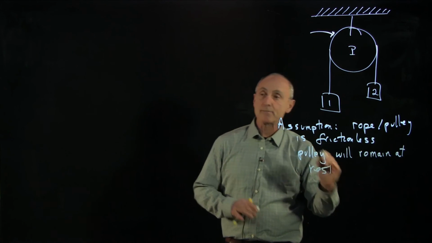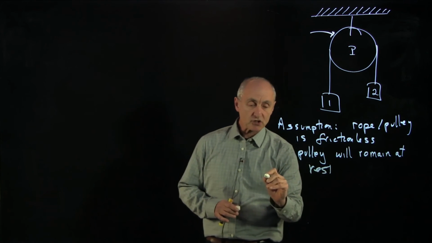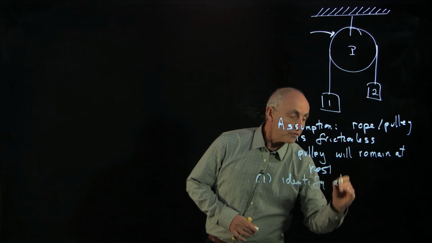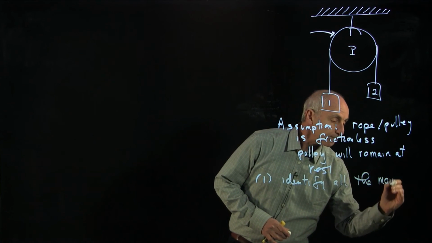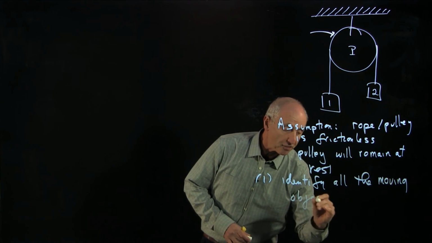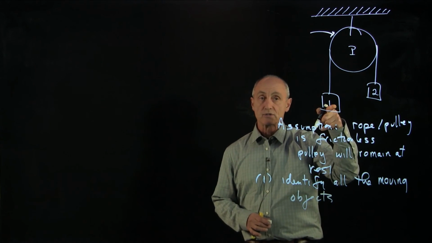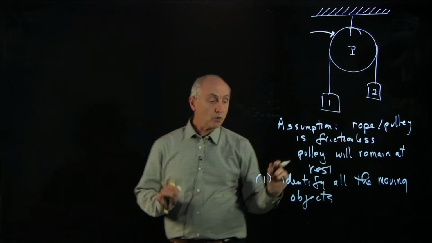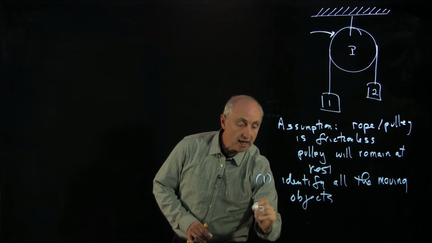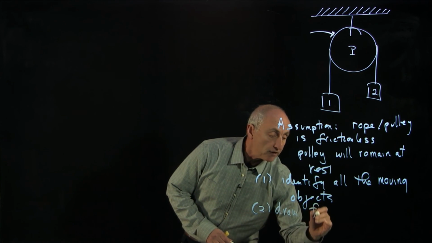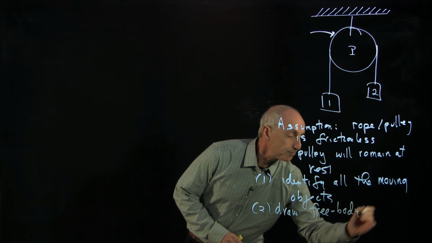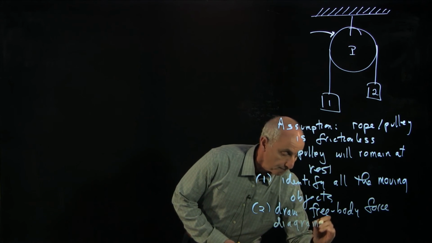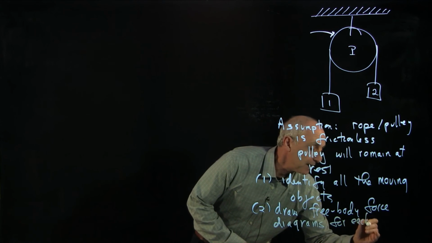And therefore, when we want to break this problem down, our first question is to identify all the moving objects. And so we really have three. We have mass, which we labeled 1, 2, and the rope. So our goal now is to identify all the moving objects and to draw free body force diagrams for each moving object.